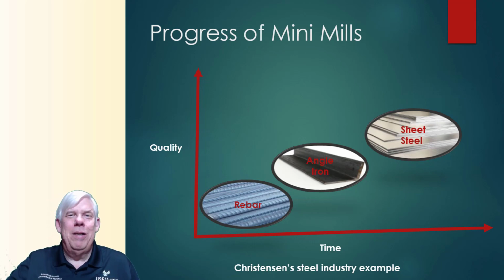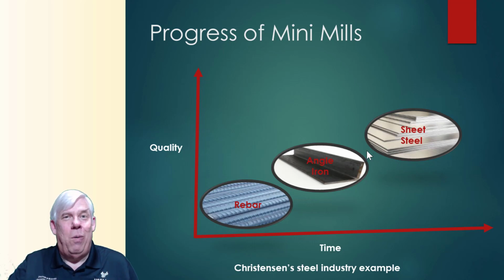The problem is the mini mill technology advanced to the next level, at which they started to make sheet steel at the same quality level as the integrated mills at a lower price. And what that ended up doing was shutting down the integrated steel mills pretty much throughout the U.S.